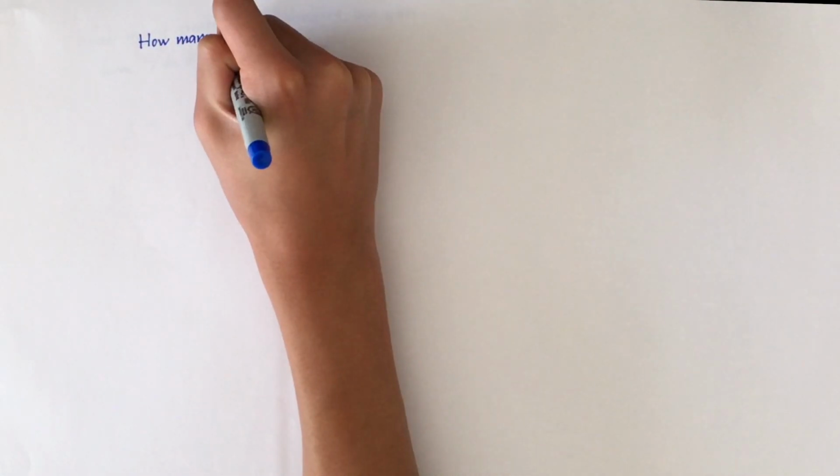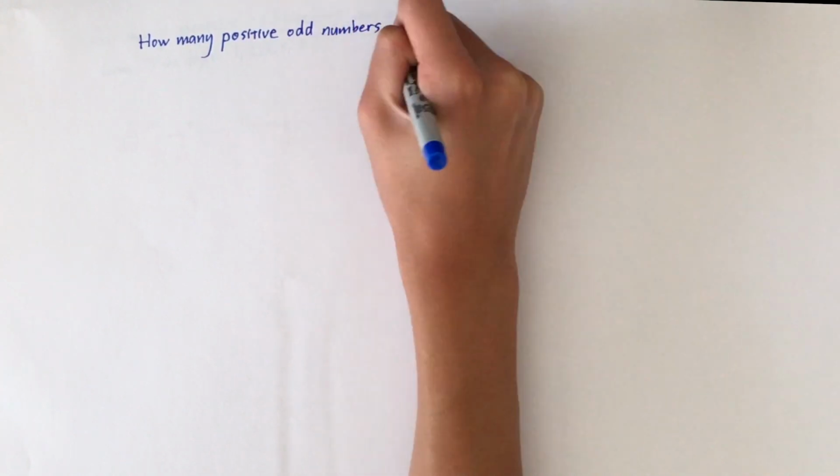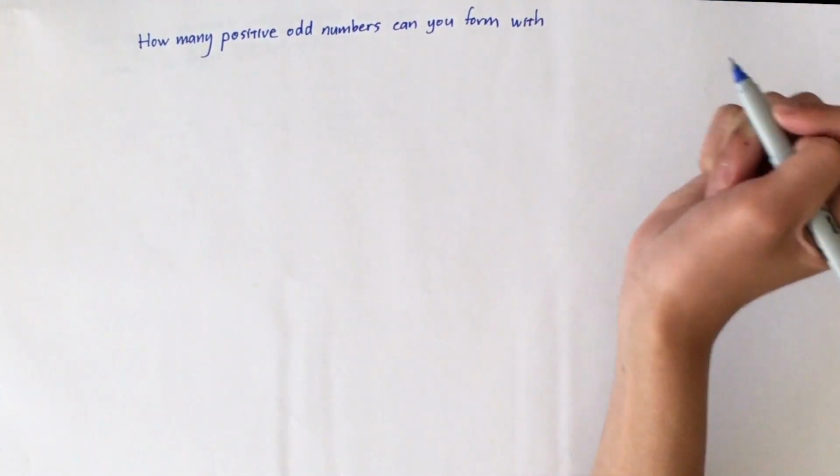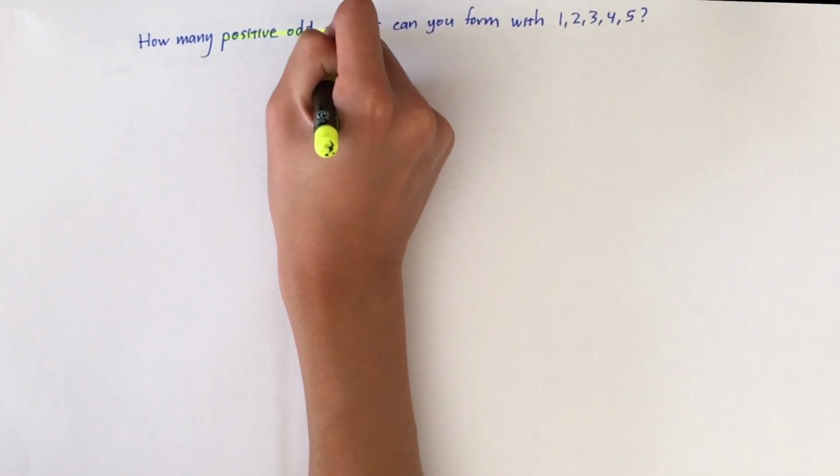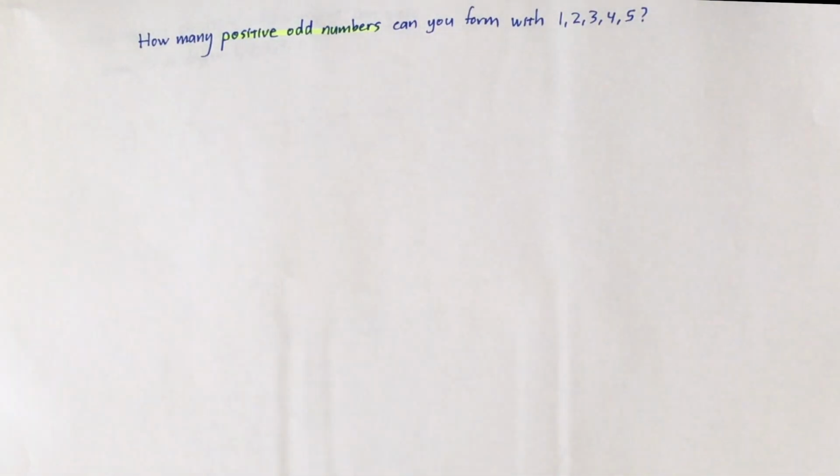Now let's start out with some repetitions. Let's say that you have the positive integers 1 to 5, and you want to see how many positive odd numbers you can make from them. Now the key word in this question is odd, because this means that the last digit of each of your numbers will have to be 1, 3, or 5.